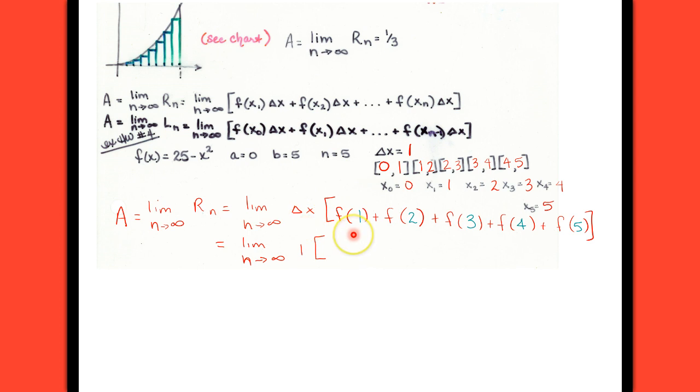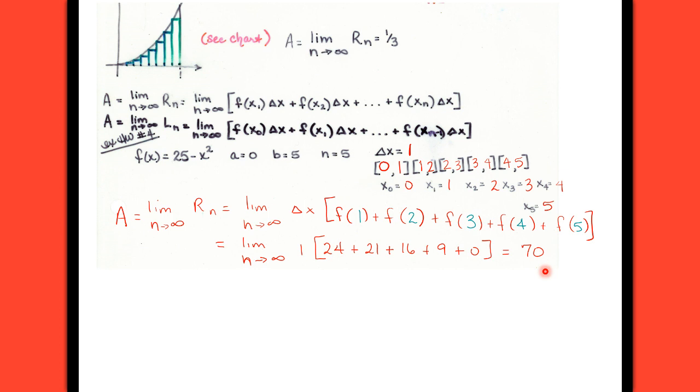And then what does f of 1 tell us to do? Plug 1 in the place of x in the function. So if I put 1 in for x in this function, I'm going to have 25 minus 1. I'm going to have 24. If I plug in 2, I'm going to have 25 minus 2 squared. 25 minus 4 is 21. Plug in 3, 25 minus 9 is 16. Plug in 4, 25 minus 16 is 9. Plug in 5, 25 minus 25 is 0. Add those up, multiply it by the change in x, and we get an estimate of 70.